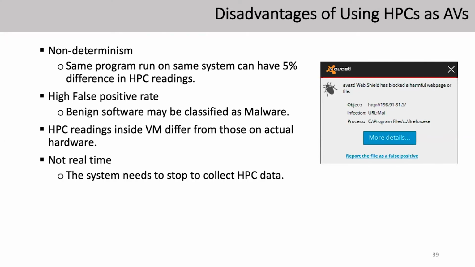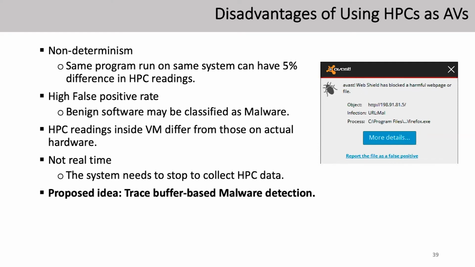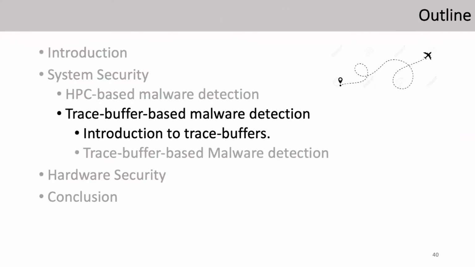These are not real time. The system needs to stop to collect HPC data. So how should we circumvent this? To circumvent this, we propose something called trace buffer-based malware detection. Trace buffer-based malware detection has all the advantages of hardware-based malware detection, but doesn't have the disadvantages of HPC. So let's see how we work on that.